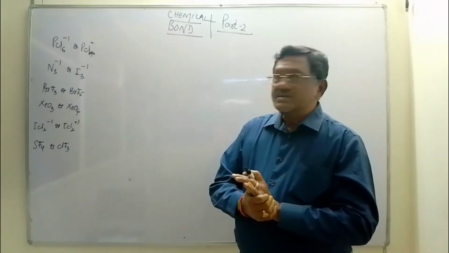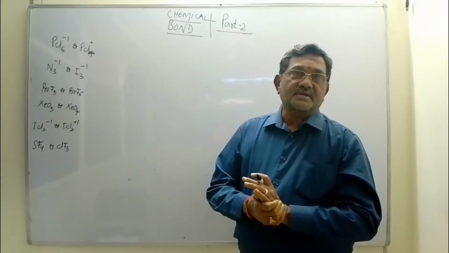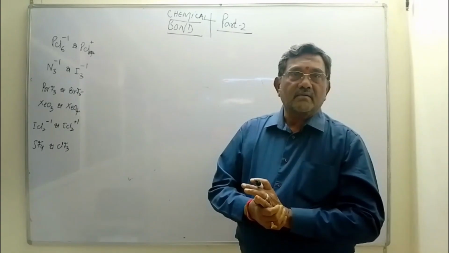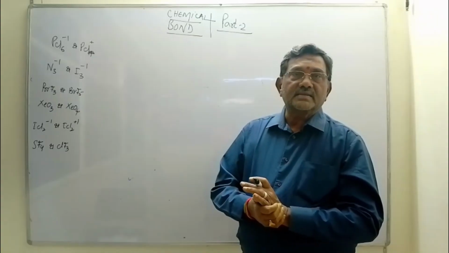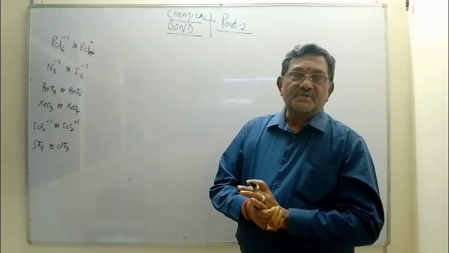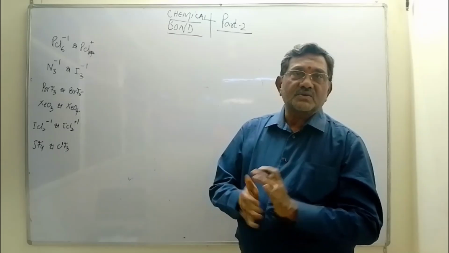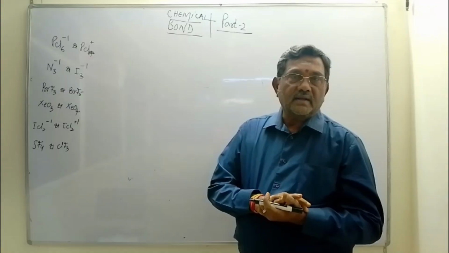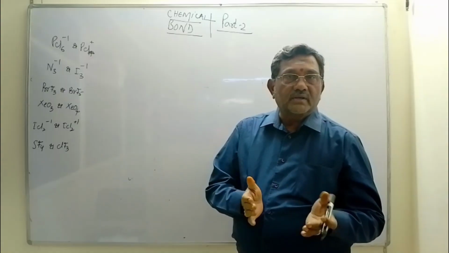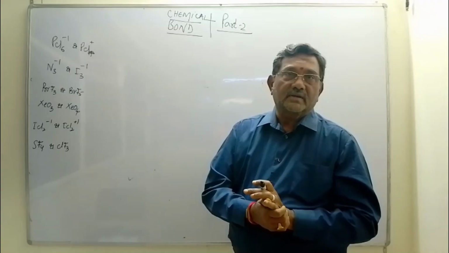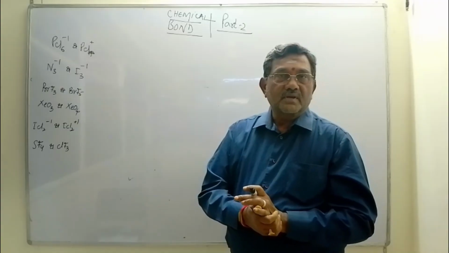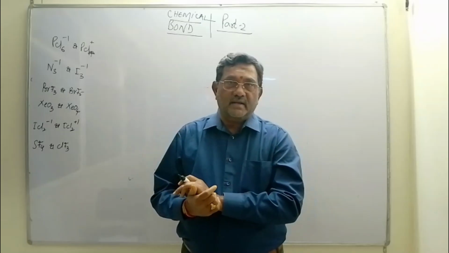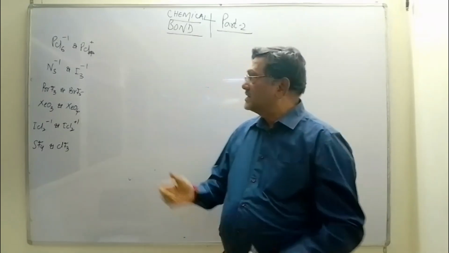Morning, guys. This is the class regarding chemical bonding, part 2, in which we are going to do the calculation of sigma bonds and lone pairs. After that, we should find out the shape of the molecule, the geometry as well as the shape. That comes under hybridization and VSEPR theory.